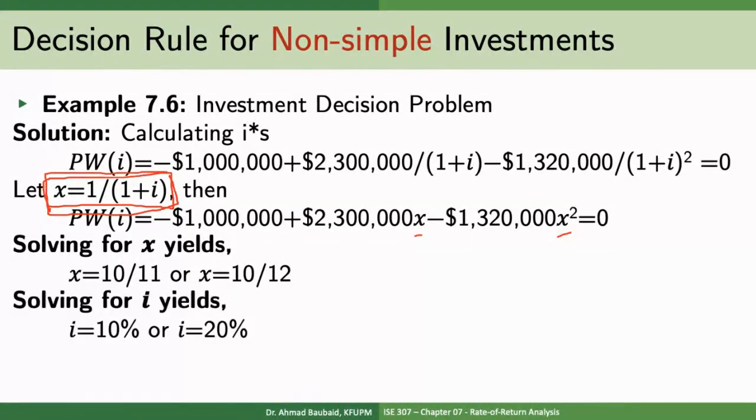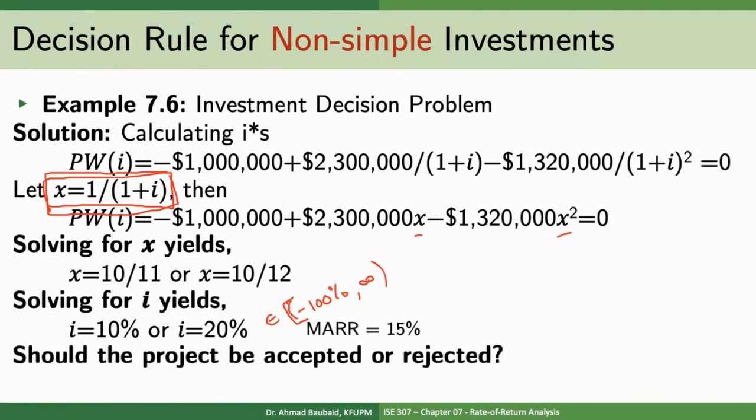And so I do that, and I find that either i is equal to 10% or i is equal to 20%. Okay, so now notice that this tells you that you have 2 roots, because they're both in the range of minus 100% to infinity, right? So both are acceptable interest rates.